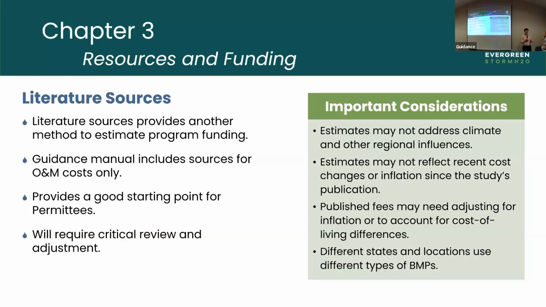These numbers will require a critical review for the reasons that are included in the graphic on the right. Important considerations include that the estimates might not address climate and other regional influences. You'll see that these estimates are from different locations across the country. The estimates also may not reflect recent cost changes or inflation since the study that we're going to reference was published. Published fees might also need adjusting for cost of living differences as well. And then different states and locations use different types of BMPs, so those costs might be off accordingly.